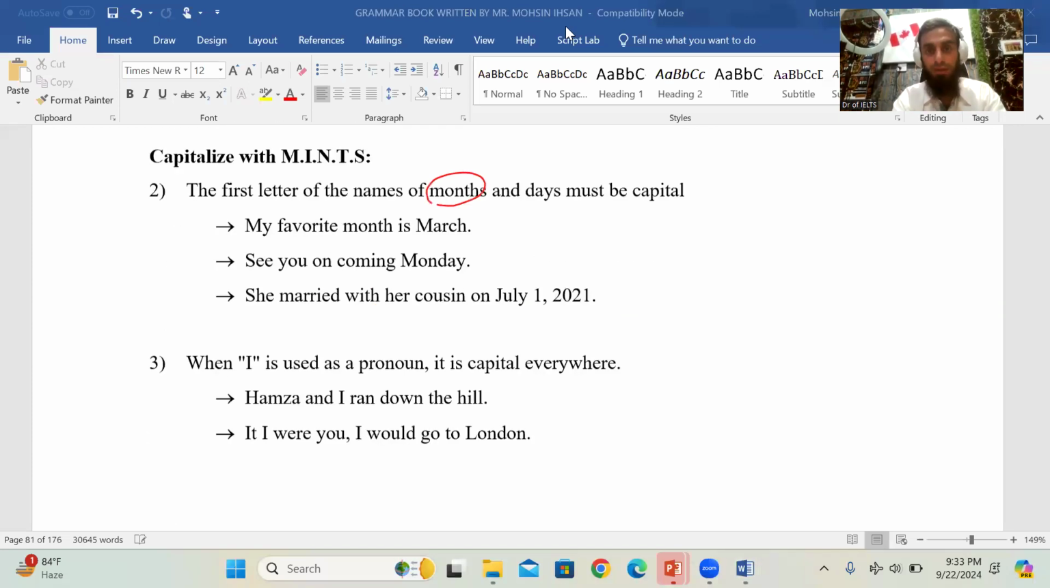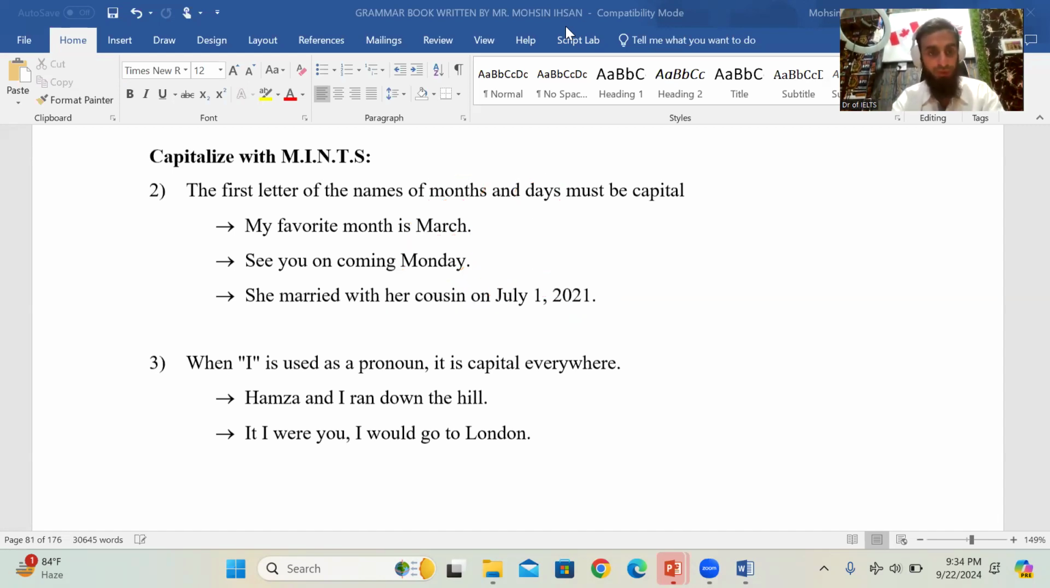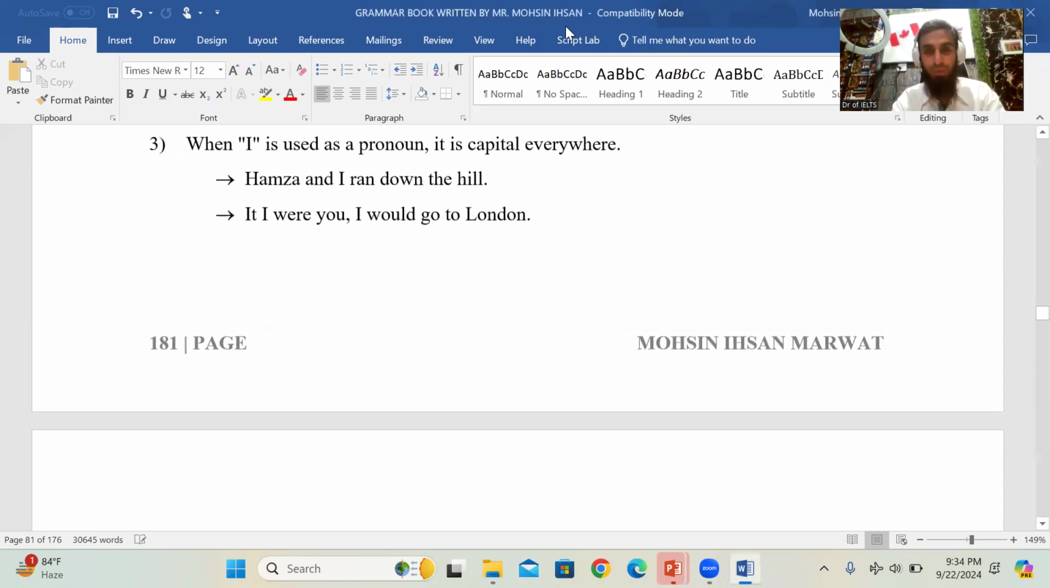capitalize the name of month, days must be capital, right? March, Monday, right? She married her cousin on July 1, 2021. If you don't mention the date, you should write in July. But if you write the date, then on July, right? This is preposition usage. A preposition is also important, by the way. You have to also work on that as well.